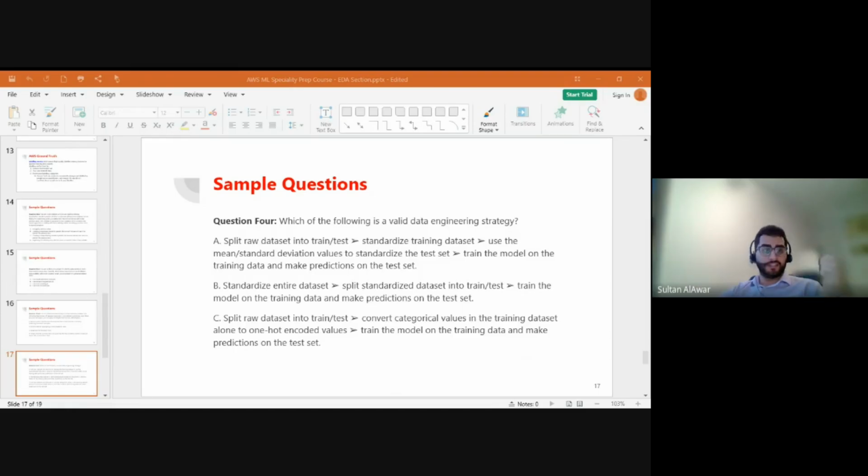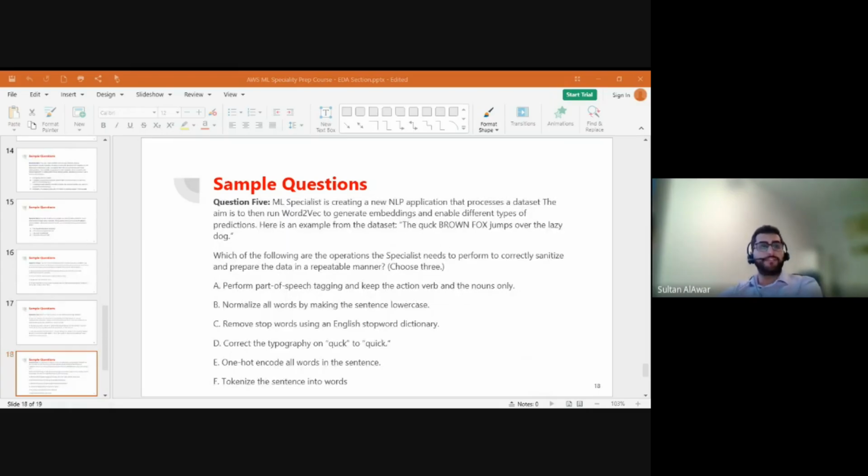Option C, it's good that we are splitting the data set into train and test, but it's only converting categorical values in the training data set using one hot encoder. And if we do that, and then we ask the model to predict on the test set, this will give us an error, because the model is expecting the categorical values of the test set to be feature engineered to be numeric as well. So we should apply one hot encoder for the train set and the test set separately. And then when we ask the model to predict on the test set, it will not throw an error. So in this case, option A is the correct answer.